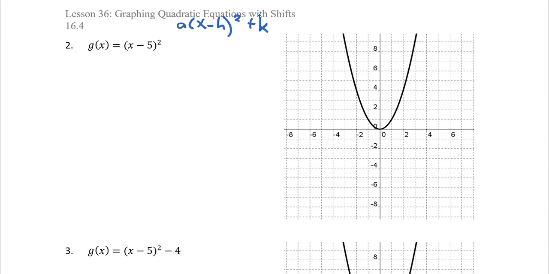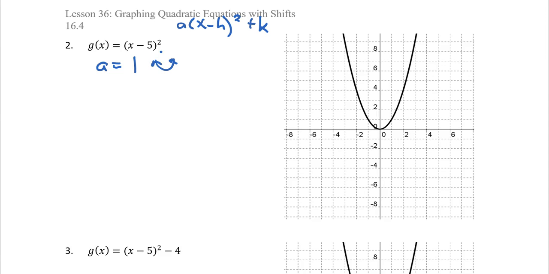Okay, so when I look at number 2, I can identify the number in front of the parenthesis, or in front of x, as being 1, and that tells me that my a is going to be 1. That also tells me that my graph will open up. I'm not going to flip this over an x-axis at all. I'm just going to open it up.